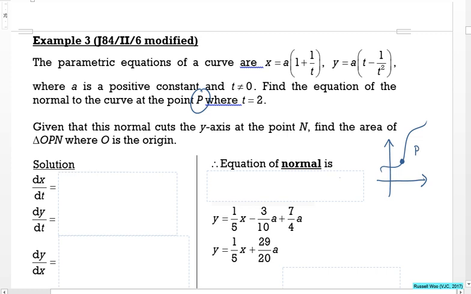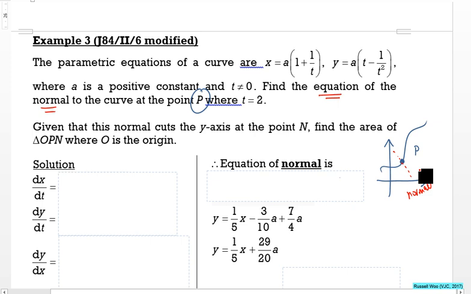What do you want? You want the equation of the normal. That means the tangent is like that, and the normal is like that. This is the normal. Correct? You actually want this equation. Follow? Before we can find the equation, we need the gradient of this straight line.